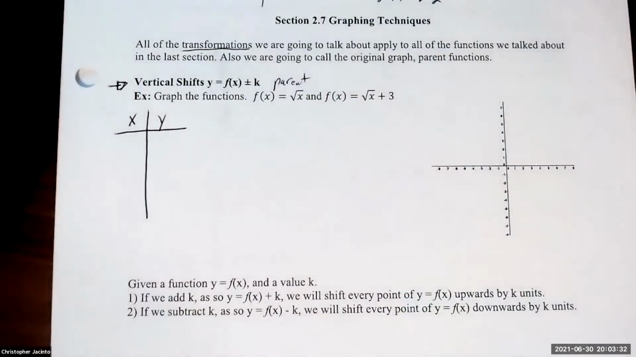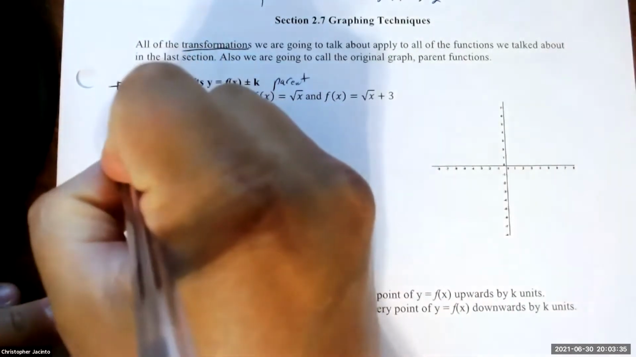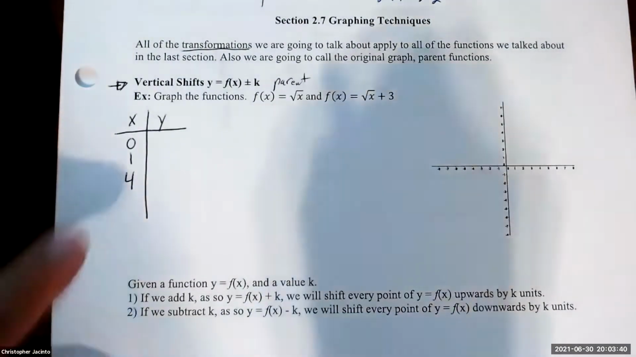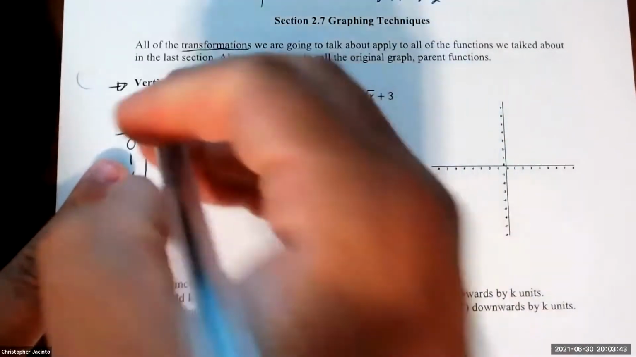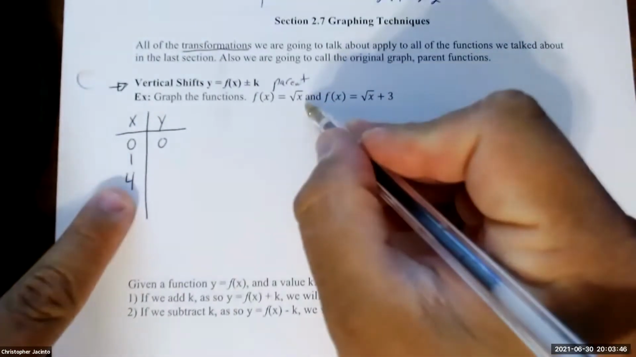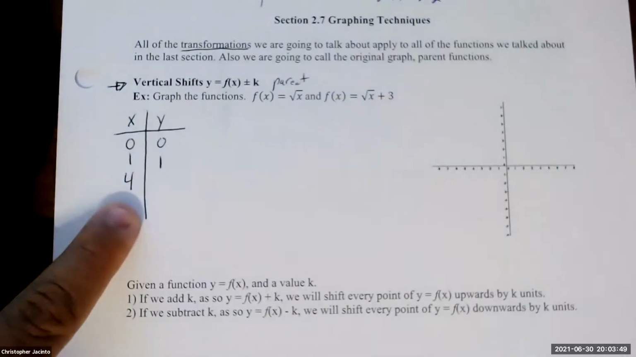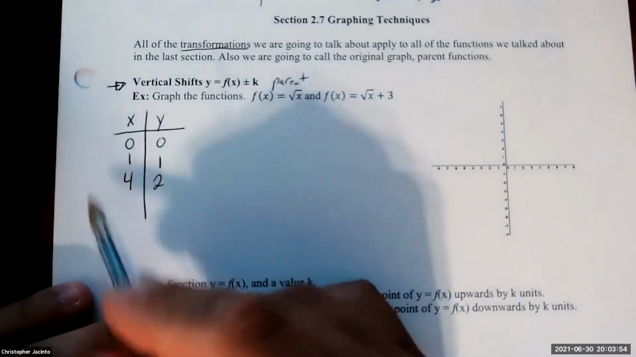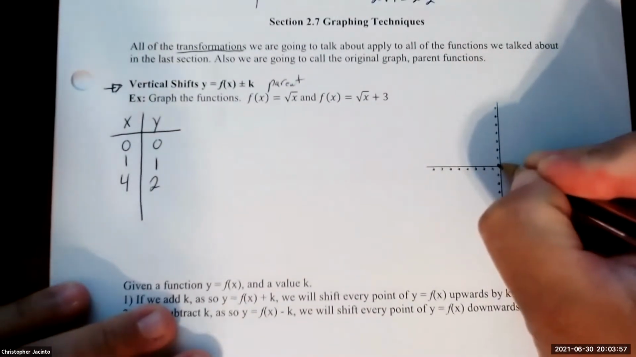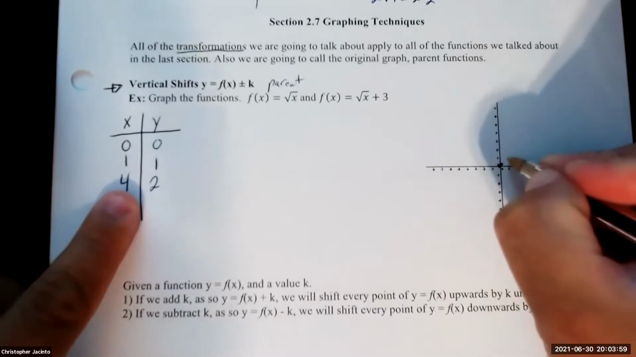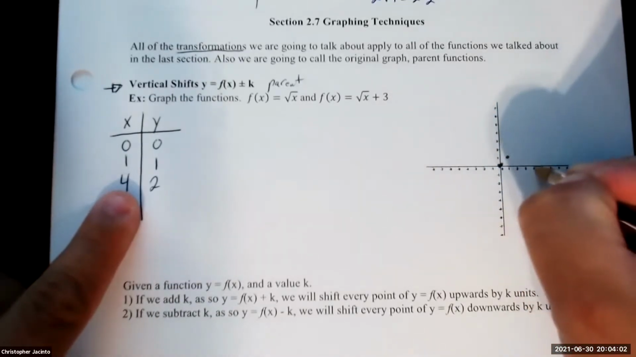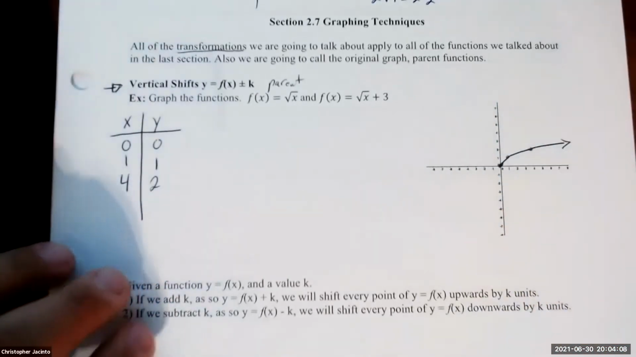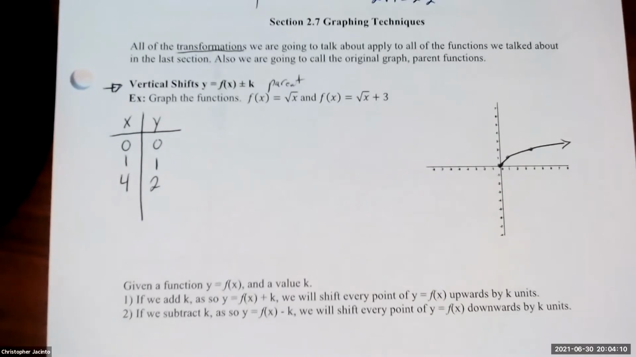So let's graph it a little bit more precisely. Let's go 0, 1, and 4. Let's pick those three numbers for x values. And if we plug it in, the square root of 0 is just 0. Square root of 1 is just 1. And the square root of 4 is just going to be 2. Okay. So let's just graph this real quick. It's just going to be here, 0, 0, 1, 1, and then 4, 2. So again, just by knowing the graph, we know it's going to look like that. Now we just have a little bit more precise way.